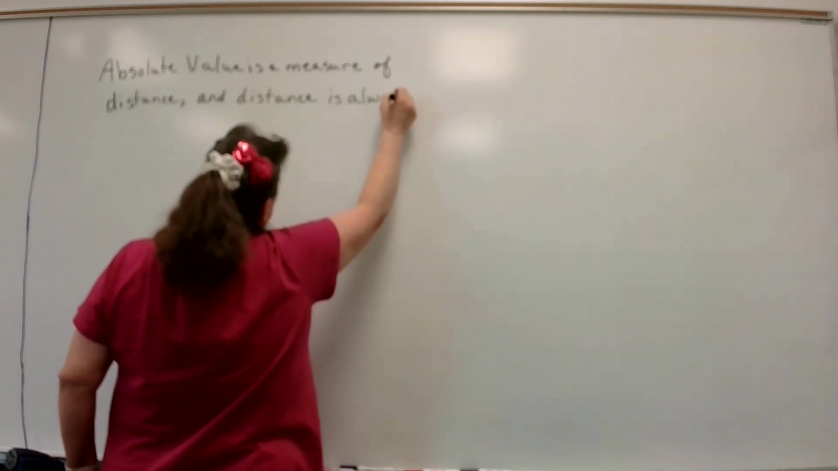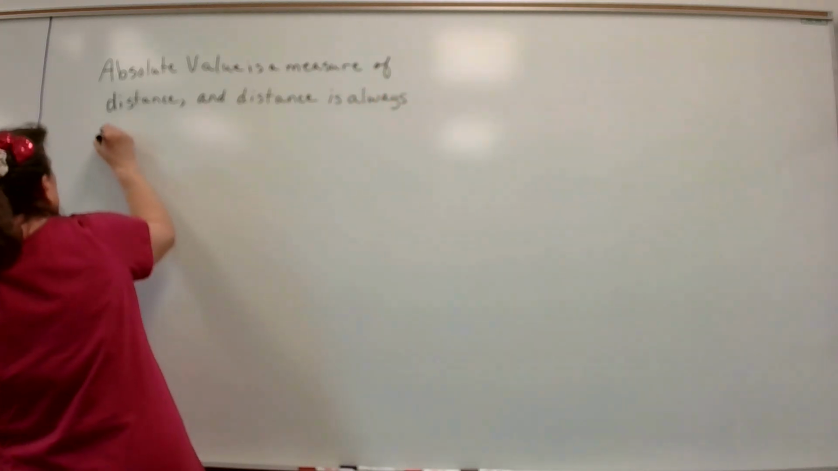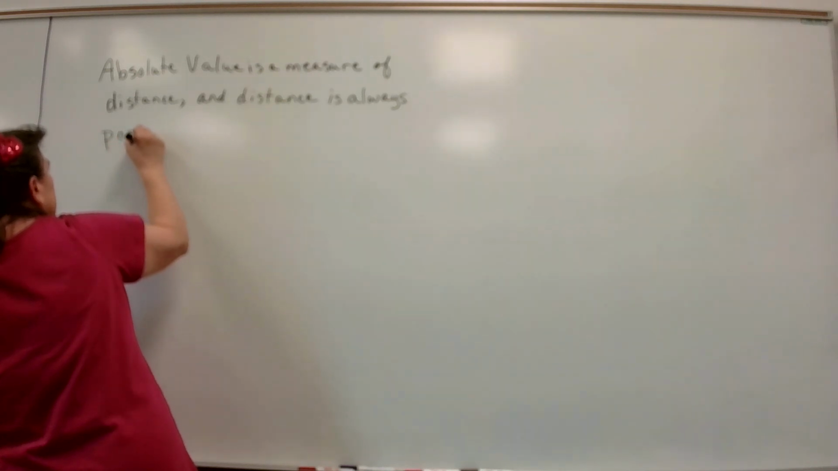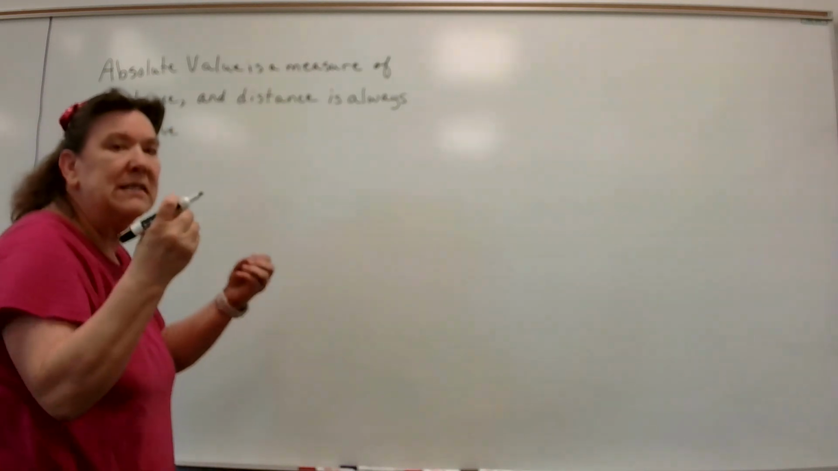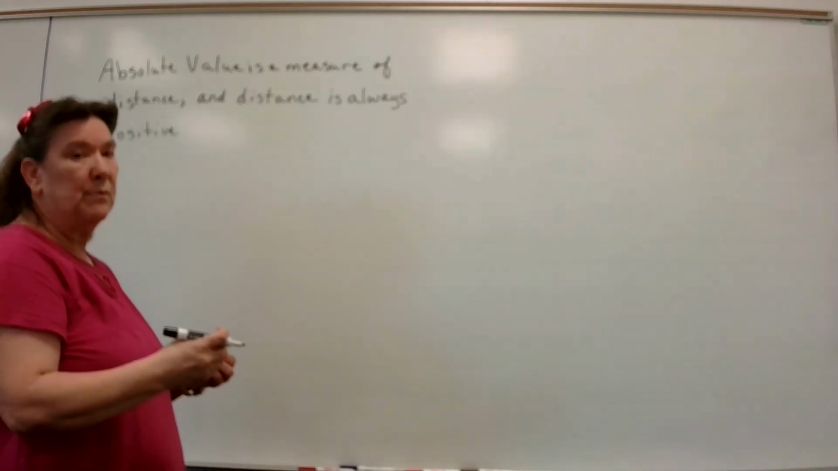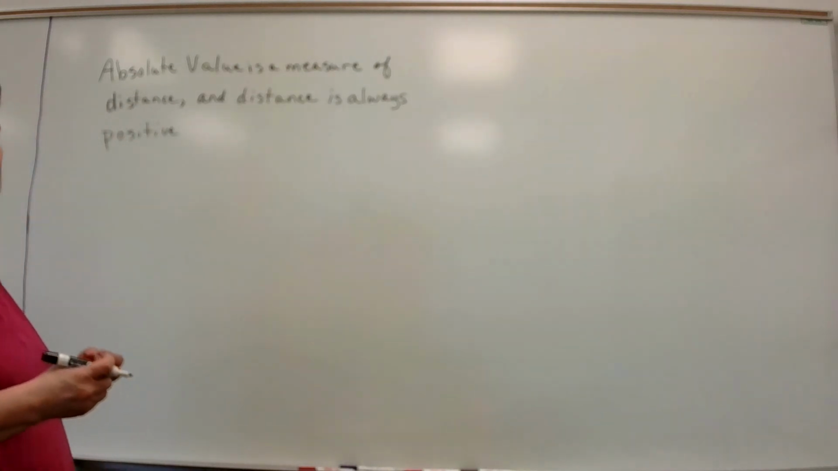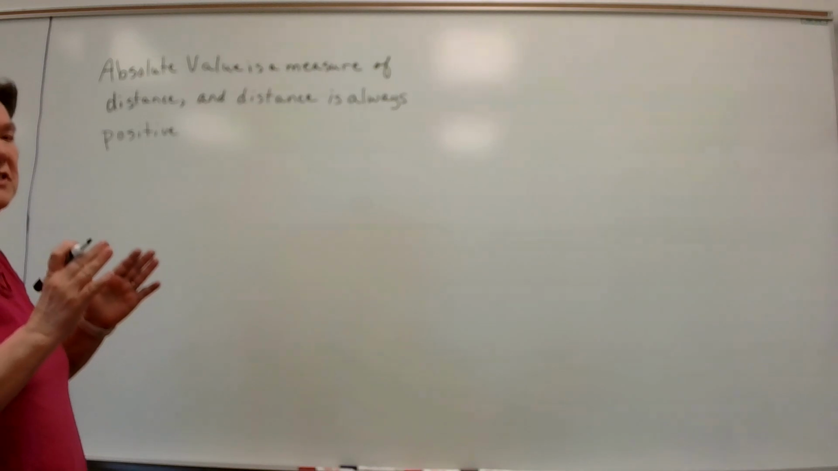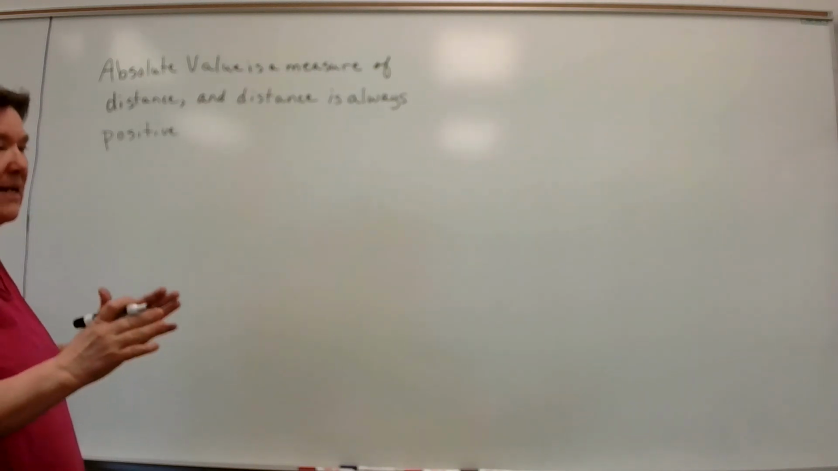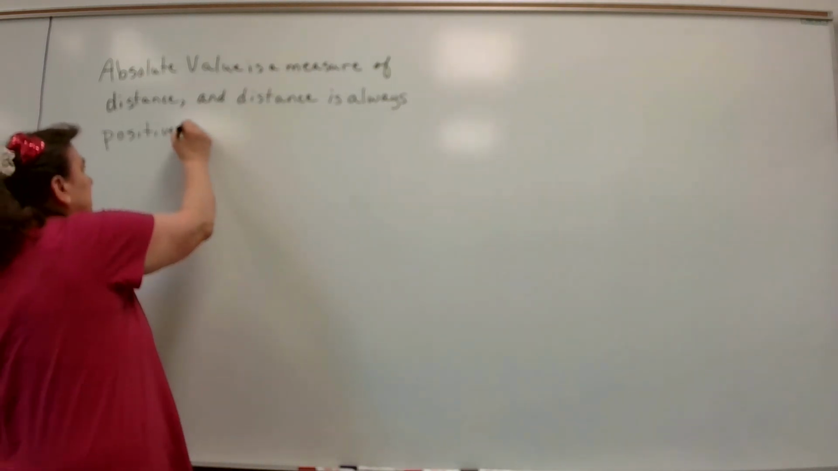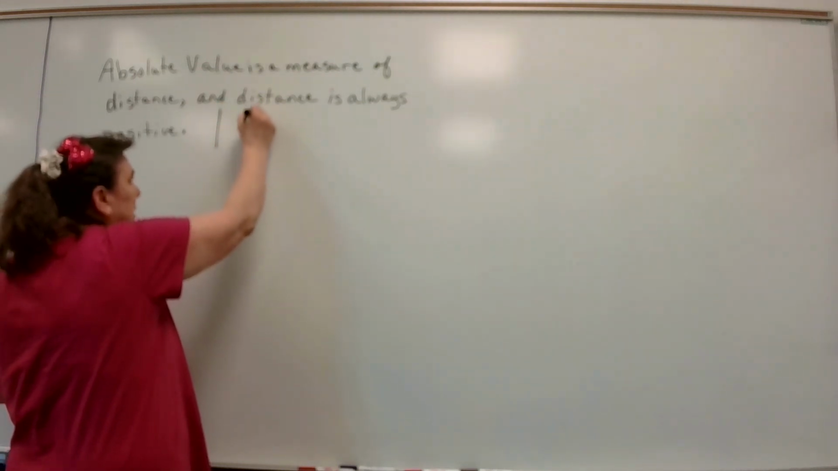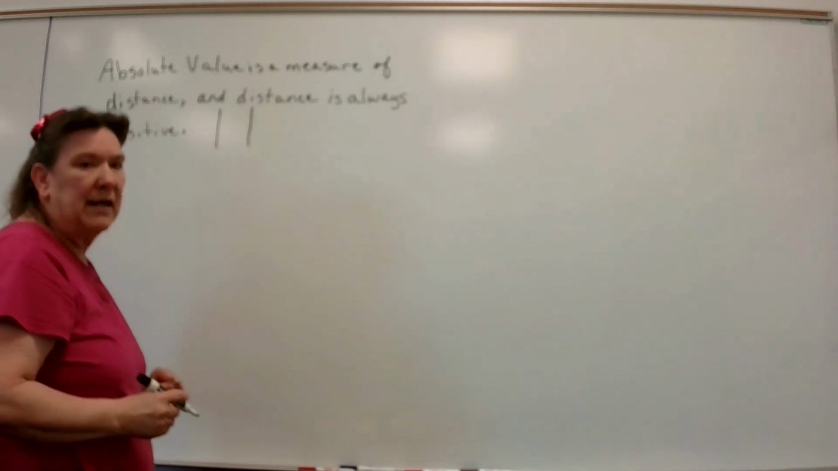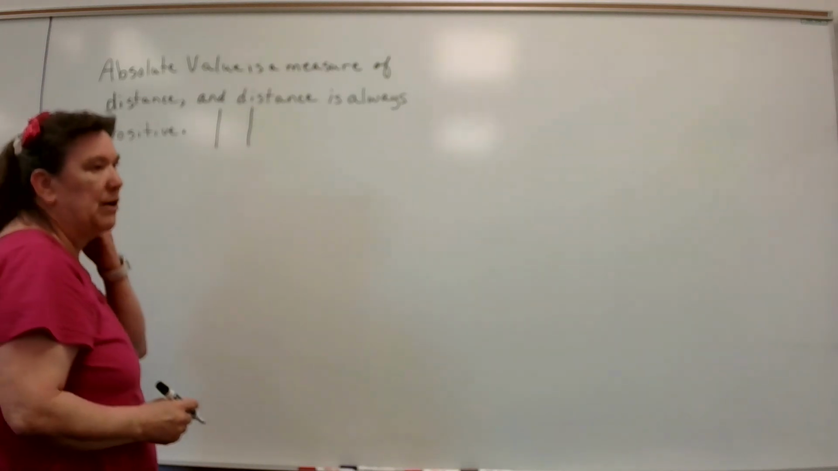So what does that mean when we say it is always positive? It doesn't mean that the elements inside the absolute value are positive. What it means is that it produces a positive as it takes the absolute value. So the symbol of absolute value is these two long, straight lines. Those are absolute value marks.